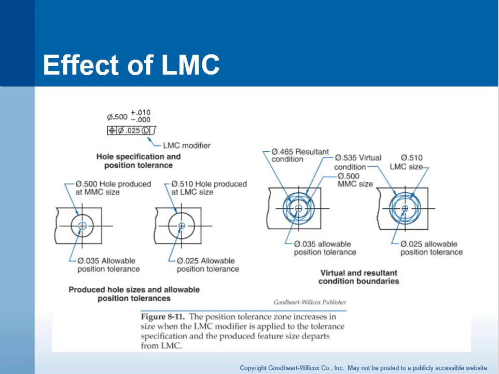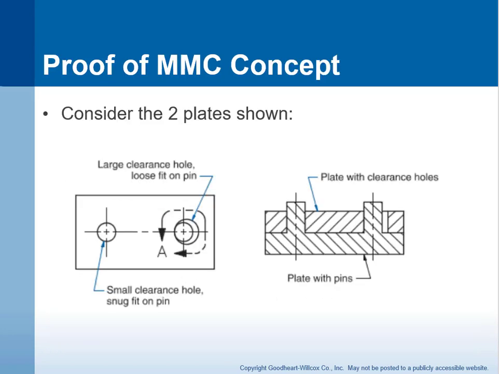Here's the example of least material condition modifier. Here we have the hole produced at MMC, in which case we get 35 thousandths allowable tolerance. But when the part is produced at the least material condition, we only get 25. So it's kind of like MMC, only backwards. Proof of MMC concept. This is one of your objectives.